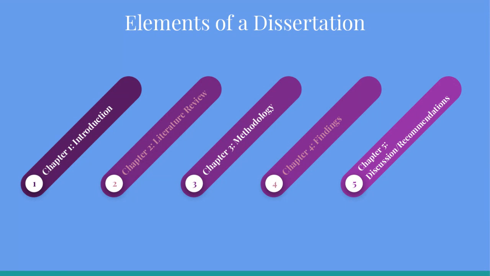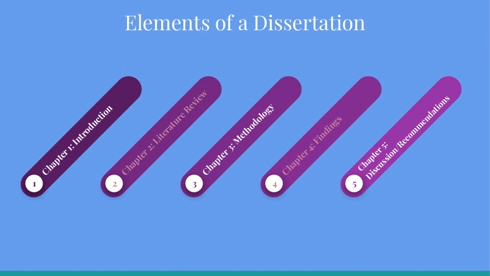So in HN450, what we do is we actually do what would be the equivalent of thesis 1. So we work on the first 3 chapters. An entire dissertation is composed of 5 chapters. So the chapters are the following. Chapter 1 is the intro. Chapter 2 is the lit review. Chapter 3 is the methodology. Chapter 4 is the findings. And chapter 5 is the discussion and recommendations.